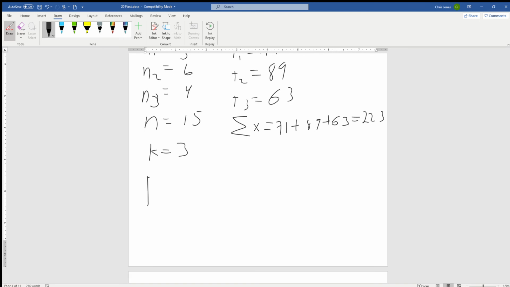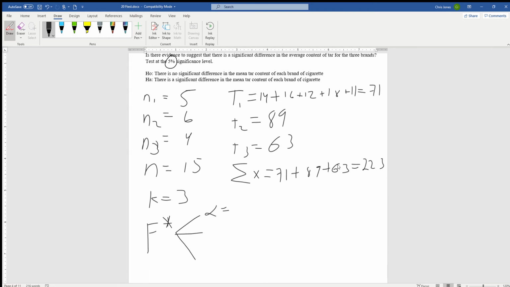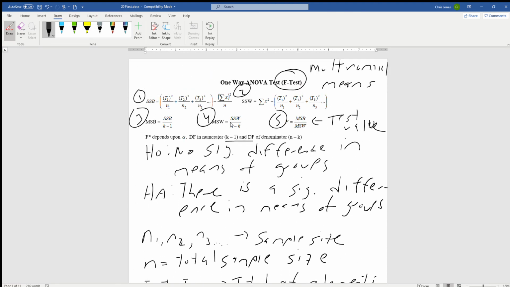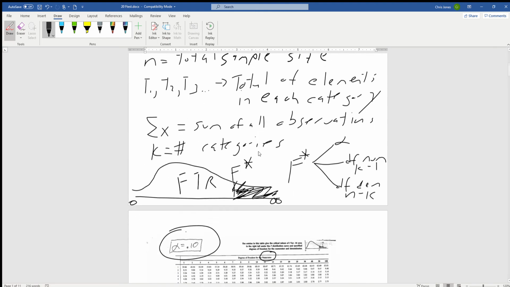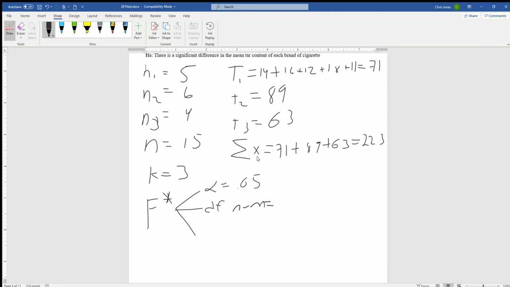So F critical is going to be dependent upon 3 things: alpha, and alpha in this case is going to be 5% because it says it right in the problem. Right? Degrees of freedom in the numerator. Now remember, we go back up to our formula, and our formula says that degrees of freedom in the numerator are going to be equal to K minus 1. So it's going to be K minus 1, which is 2. So K minus 1, 3 minus 1 is 2.